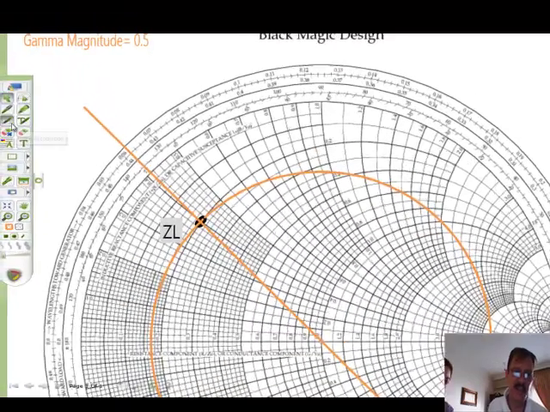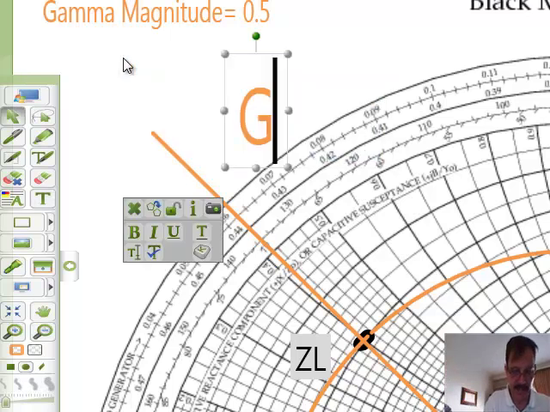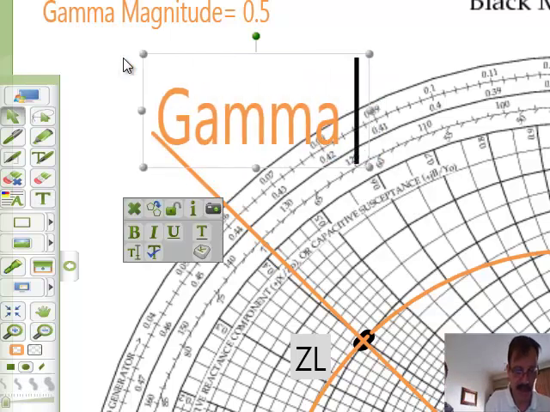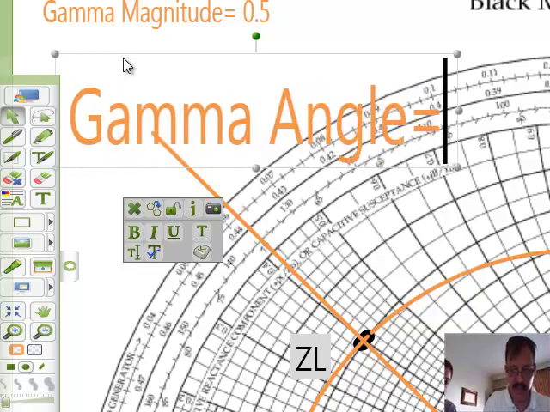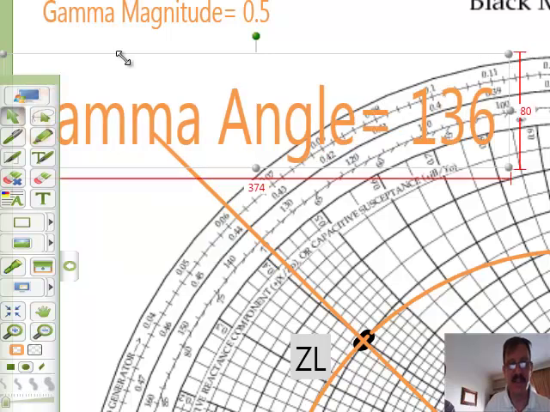136. So we can write there that the angle of gamma equals 136 degrees.